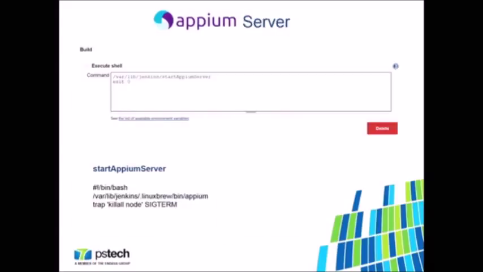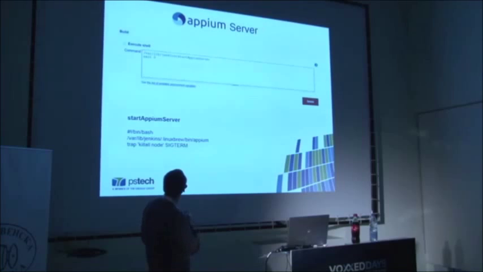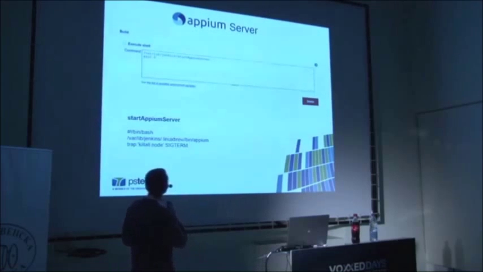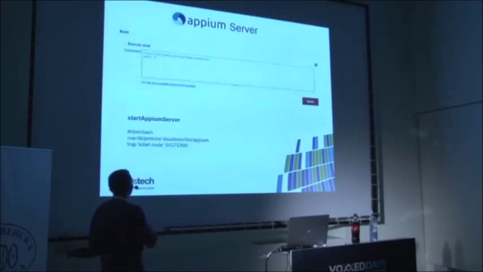And here is the Appium server job. The only build step that we have is this execute shell script, and this is just the location of the script that we created, and we want it to exit gracefully after this script is finished. Here is how this script looks.